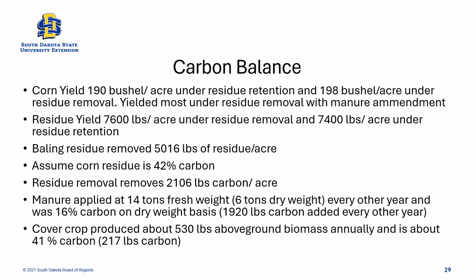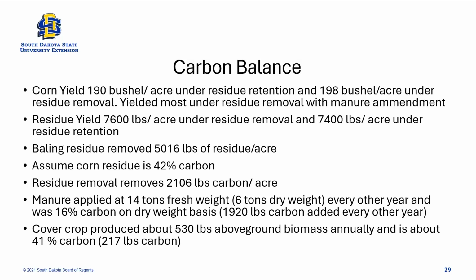And in this study, I think because of the carbon and nitrogen ratio and balance, removing the residue increased the yield some. Actually, the highest yield was under residue removal with manure application. And when you baled the residue, you removed about 5,000 pounds of residue per acre, which is about 42% carbon. So you're removing 2,100 pounds of carbon per acre.